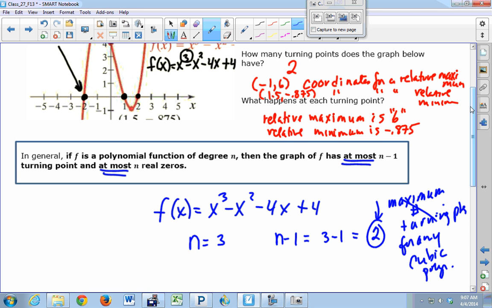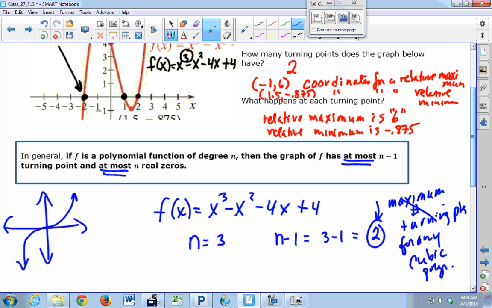You would say, well, can I have no turning points? And yeah, think of your parent function. The parent function here is x cubed. That doesn't have any turning points at all. It's always increasing. So the question is, can I have 1 turning point? That's something you can think of. Is it either 2 turning points or none, or can I have 1? It's an interesting thing to think about.